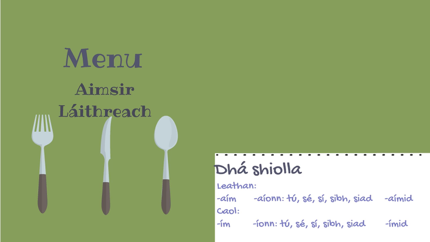Next, let's take a look at caol verbs with two syllables. Instead of using mé, we add ím to the root of the verb, bailím, I collect. For tú, sé, sí, sibh, and siad, we add íonn to the root of the verb, like bailíonn sibh, you collect. And instead of sinn, we add ímid to the root of the verb, bailímid, we collect.